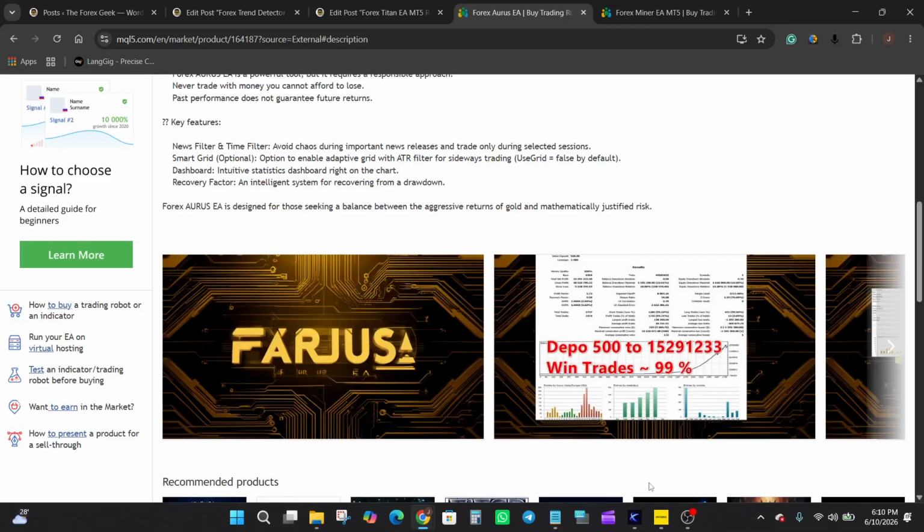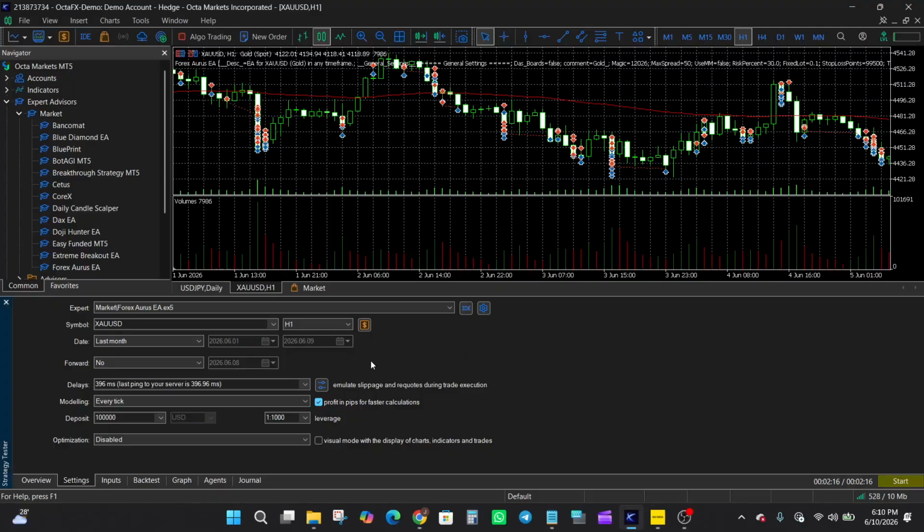Let's just quickly go over to our strategy tester right away now, and we're just going to test this EA over the past week, but if you are interested in this EA, I would actually recommend that you test it over a longer period of time, so you can get more data for the backtesting. You can capture a wider range of market conditions, right? So we're testing the Forex AURUS EA just for the purpose of this video. We are testing it over the past week on XAU USD on the H1 time frame. And also, as for the delays, we are using the last ping to the server.